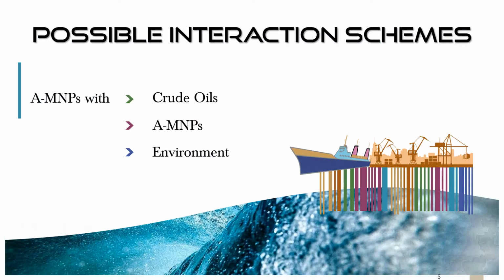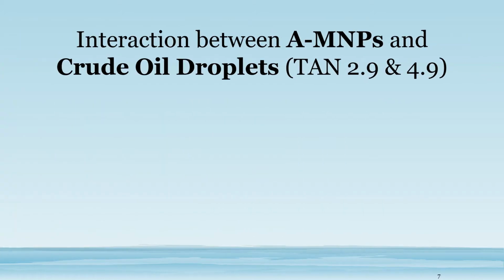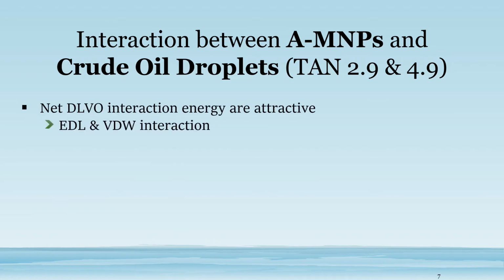Hello, I'm Qian Hui, and in these two slides, I shall explain the interaction between ANNPs with crude oil droplets of different acidities. The graphs in this section are the graphs of interaction between the ANNPs and the oil droplets. Based on the graphs obtained, the interaction between ANNPs and both TAN 2.9 and TAN 4.9 crude oil droplets are similar. The net DLVO interaction energy for both cases are attractive.